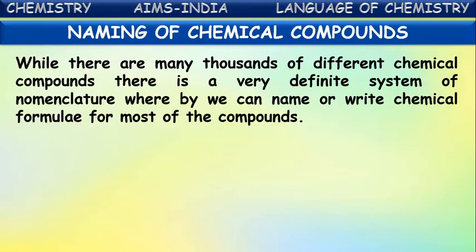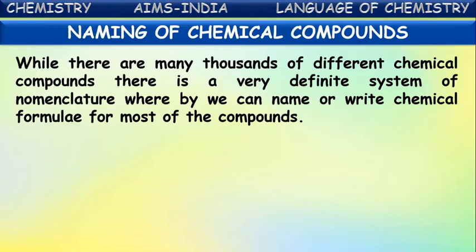While there are many thousands of different chemical compounds, there is a very definite system of nomenclature whereby we can name or write chemical formulae for most of the chemical compounds, isn't it? Yes, we came to know nowadays thousands, lakhs of chemical compounds. But every compound is given a prescribed, unique name. This is because of the very definite system of nomenclature.